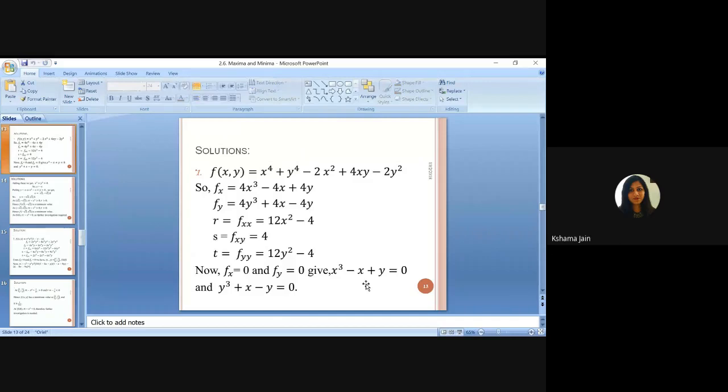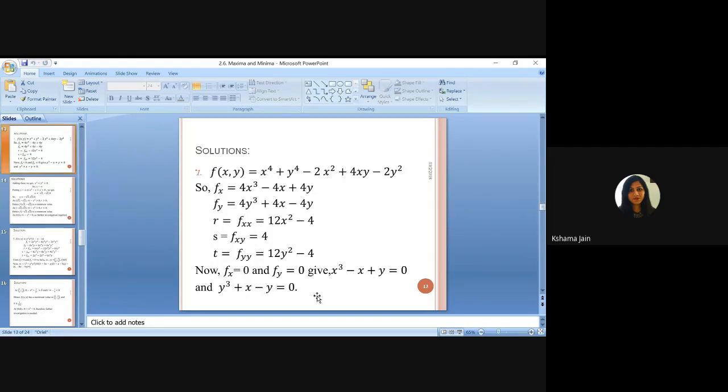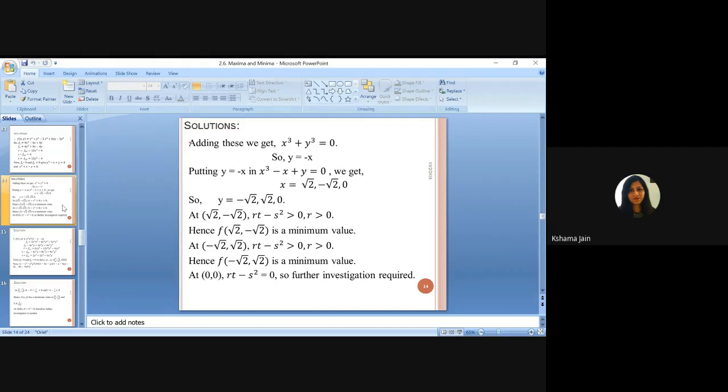You can use any of the methods. See here what I will do. In place of y, I will take y equal to x minus x cube and I will put it here. That will be called the elimination substitution method. Or otherwise, if you directly add them, you see x and y will be cancelled out. Our work is to find the values of x and y. It's completely your choice, whichever method you want to apply.